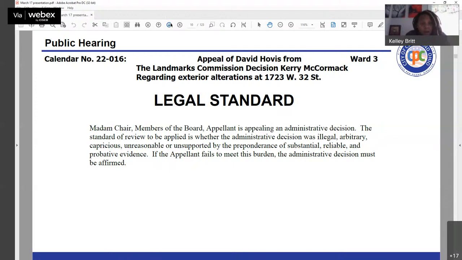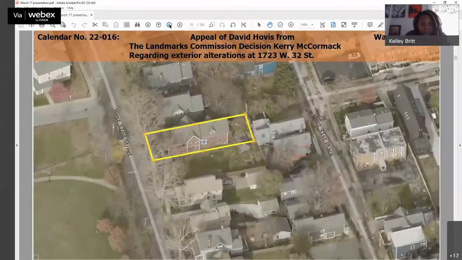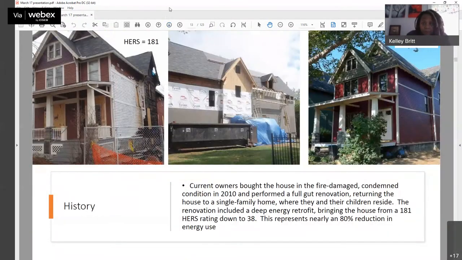All right, thank you. Who will be the spokesperson for this case? I will. And who's that? David Hovis. Okay, Mr. Hovis, go ahead.